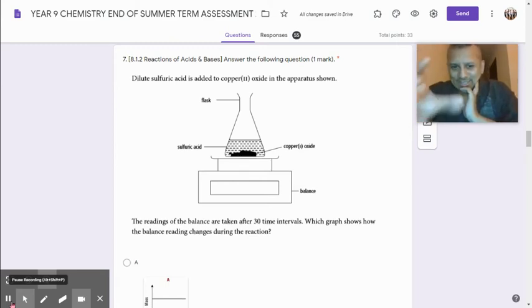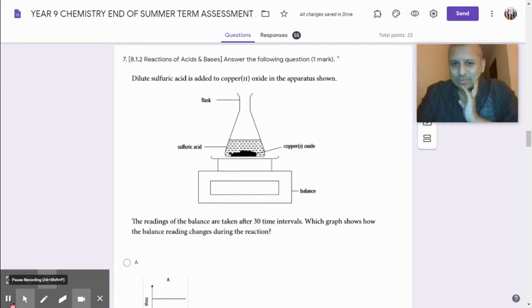The twist in this question was that the sulfuric acid reacts with the copper oxide. Yeah, that's absolutely fine, but no gas is actually produced. Copper oxide reacts with sulfuric acid to form copper sulfate and water, and all of those stay within the beaker. The clue in the question was the fact that there's no cotton wool inside the flask.